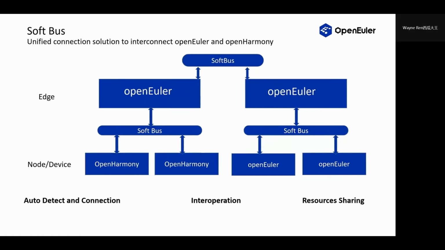The main job of softBus is first the auto detection and connection of devices, then the interoperation of devices, and further the resource sharing like computing, storage, and human-machine interface. Through softBus, we can easily connect openEuler and openEuler devices, and openEuler and OpenHarmony devices, in a unified and scalable way.